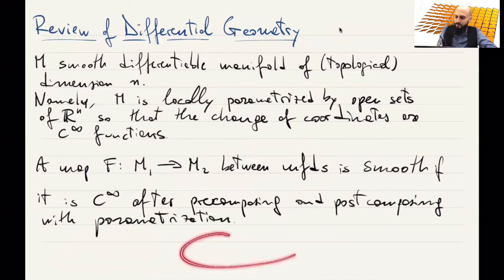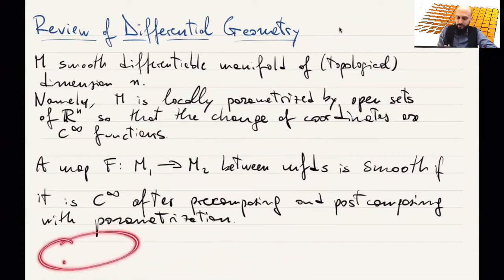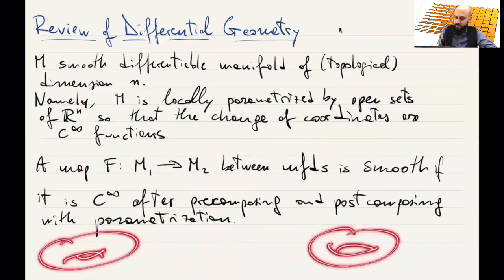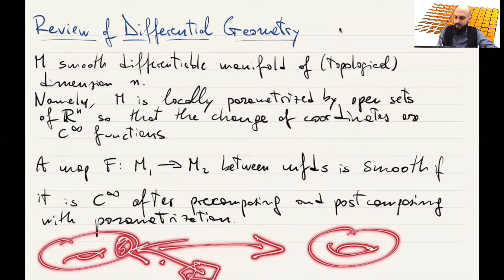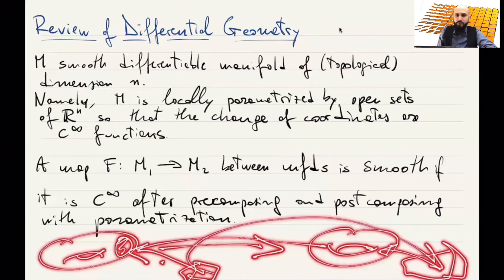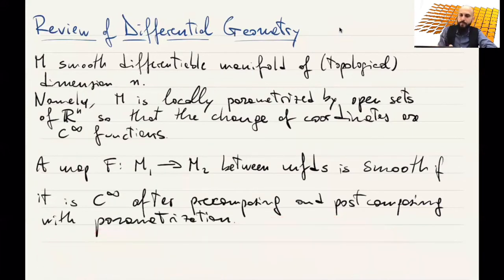Namely, if you have a map between two manifolds, then I have to first go into the first manifold with a chart, then apply the map, then go with the inverse of that parameterization back to Rn, and if this composition is smooth for all choices of charts, I say that the map is smooth.